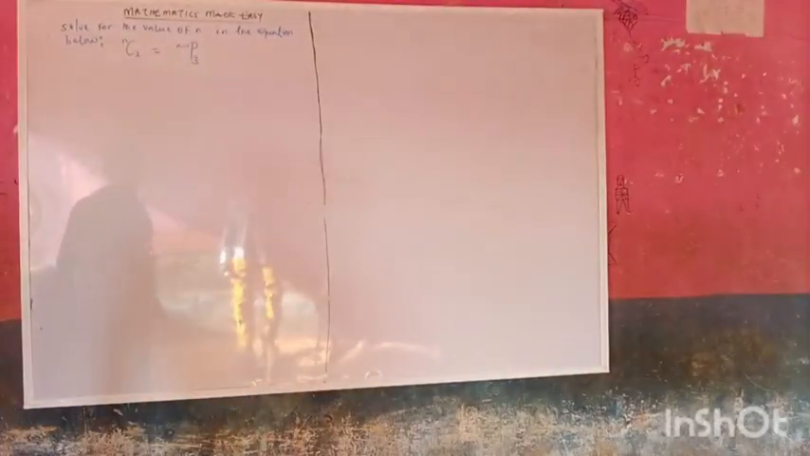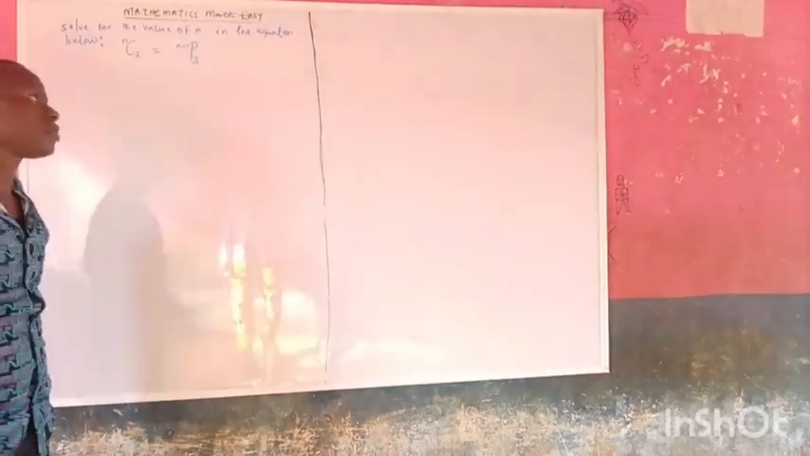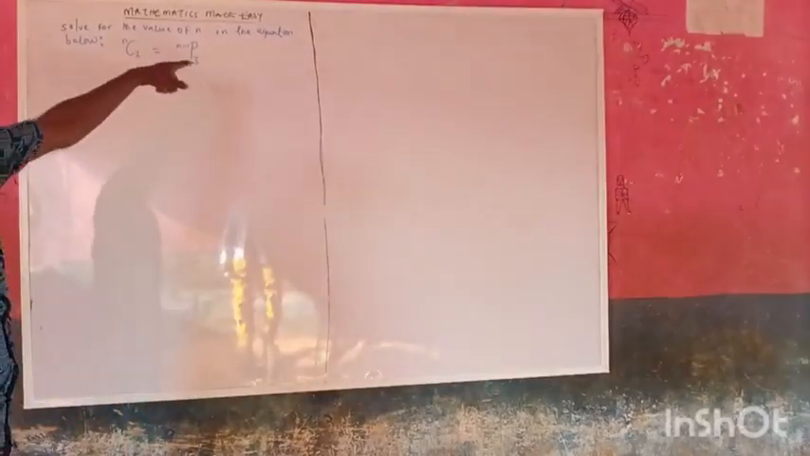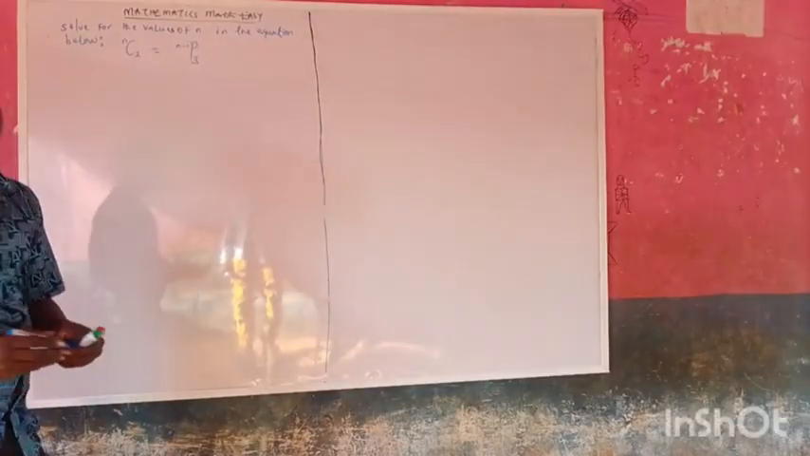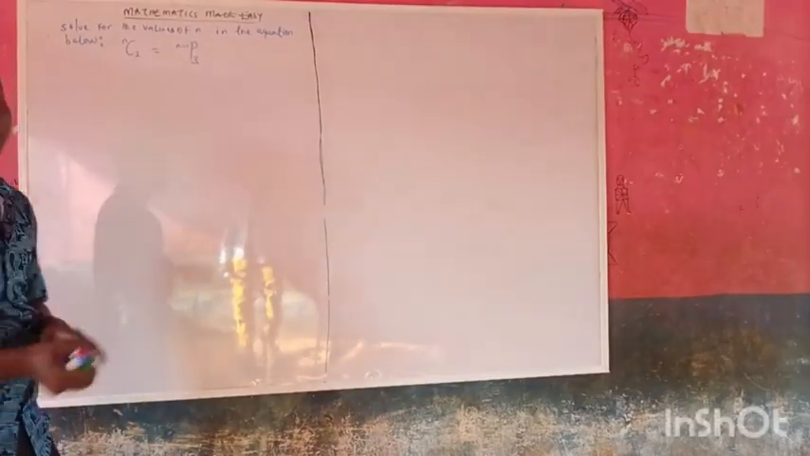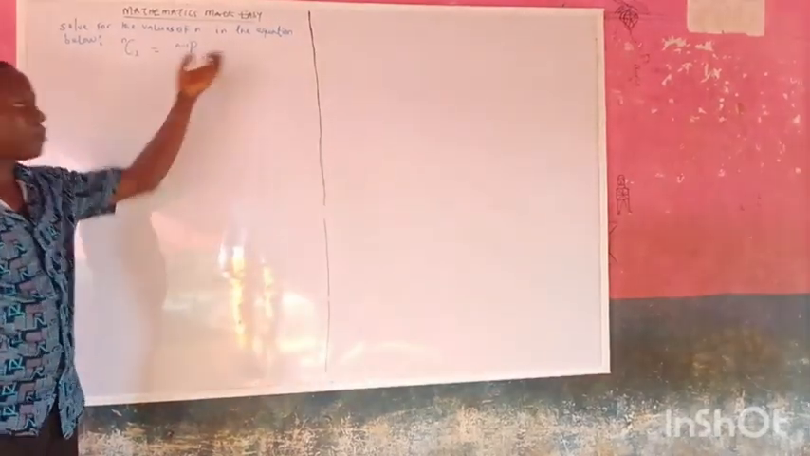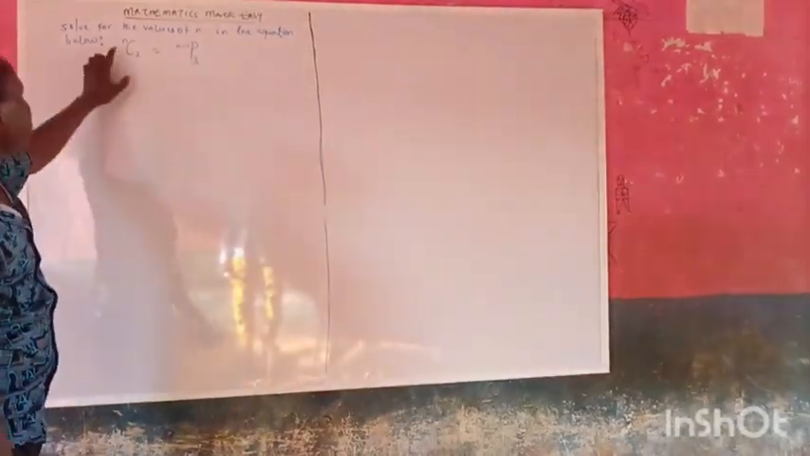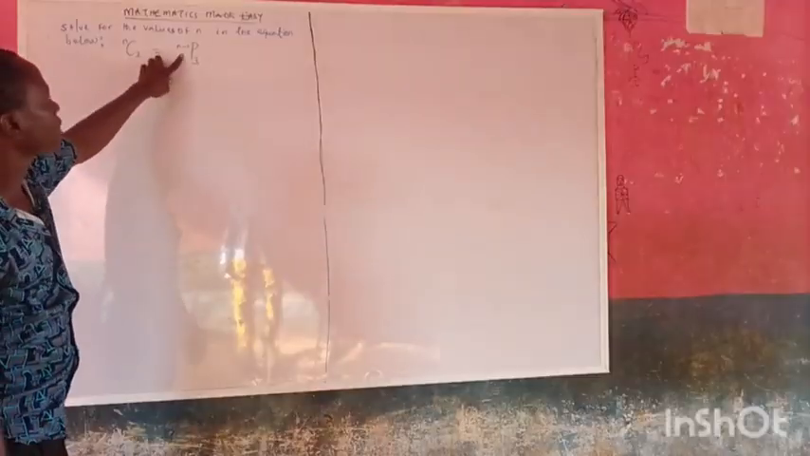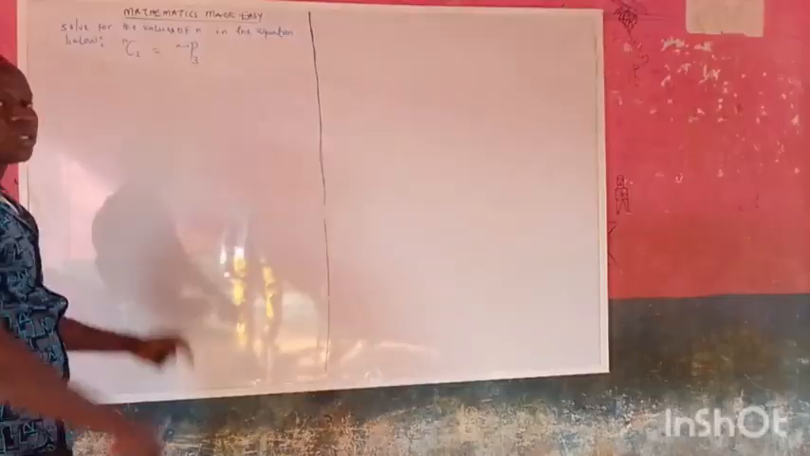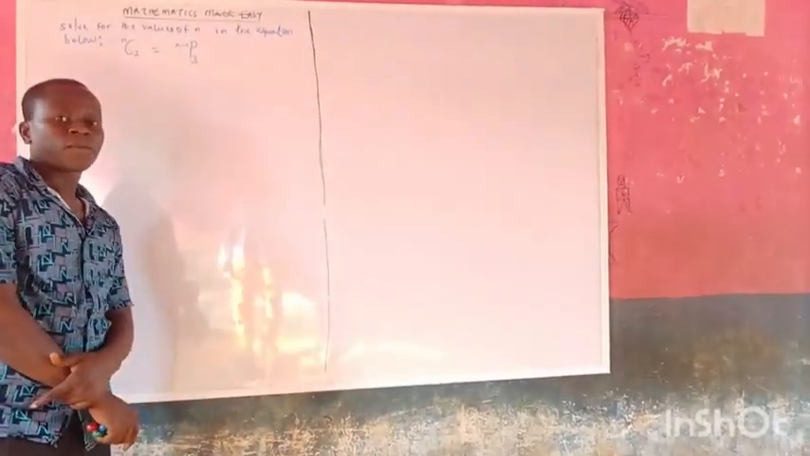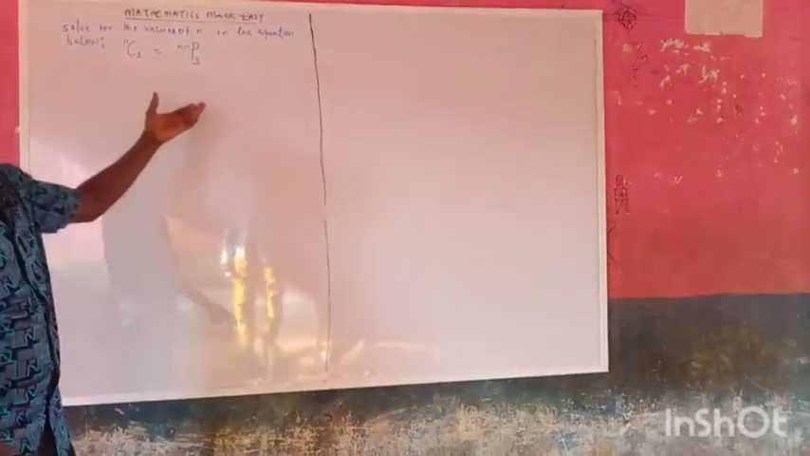In today's video, we have a beautiful equation that we want to solve. Solve for the values of n in the equation below. This equation consists of combination and permutation. We have n combination 2 equals n minus 1 permutation 3. So, how do we solve this variable problem? You can pause the video and try it.